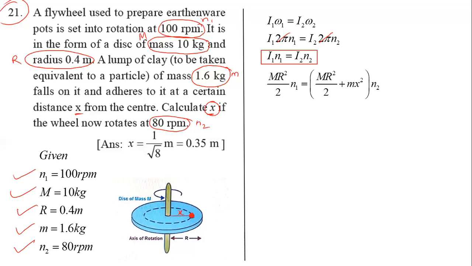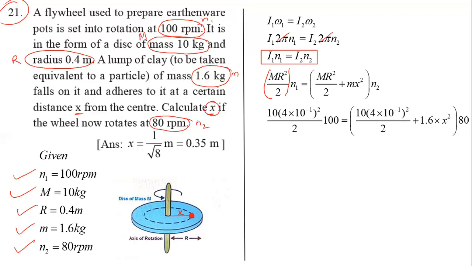Now we substitute here. I1 is a disk about its center, so the moment of inertia is mr² by 2, into n1. I2 is the moment of inertia of the disk plus the lump of clay: it is mr² by 2 plus mx², into n2 as it is. Now we have to substitute values and solve this equation to find x.